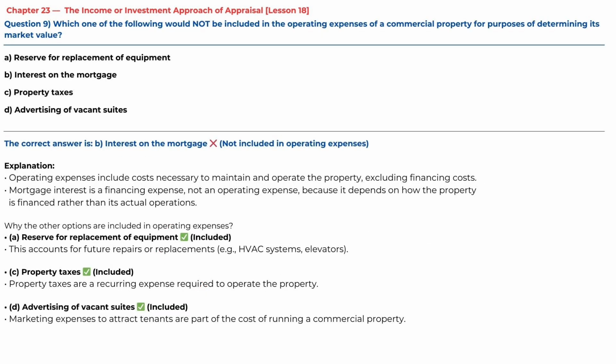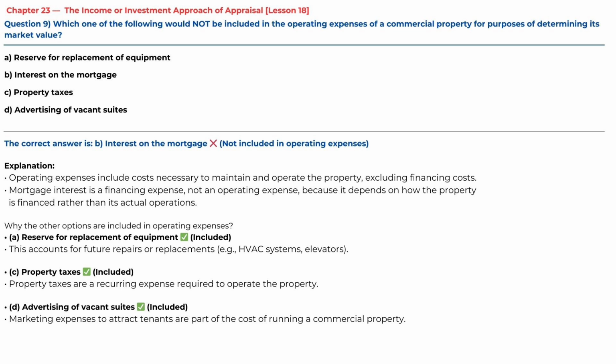Question 9. Which one of the following would not be included in the operating expenses of a commercial property for purposes of determining its market value? The correct answer is B. Interest on the mortgage. Incorrect, not included in operating expenses. Here's why. Operating expenses include costs necessary to maintain and operate the property, excluding financing costs. Mortgage interest is a financing expense, not an operating expense, because it depends on how the property is financed rather than its actual operations.